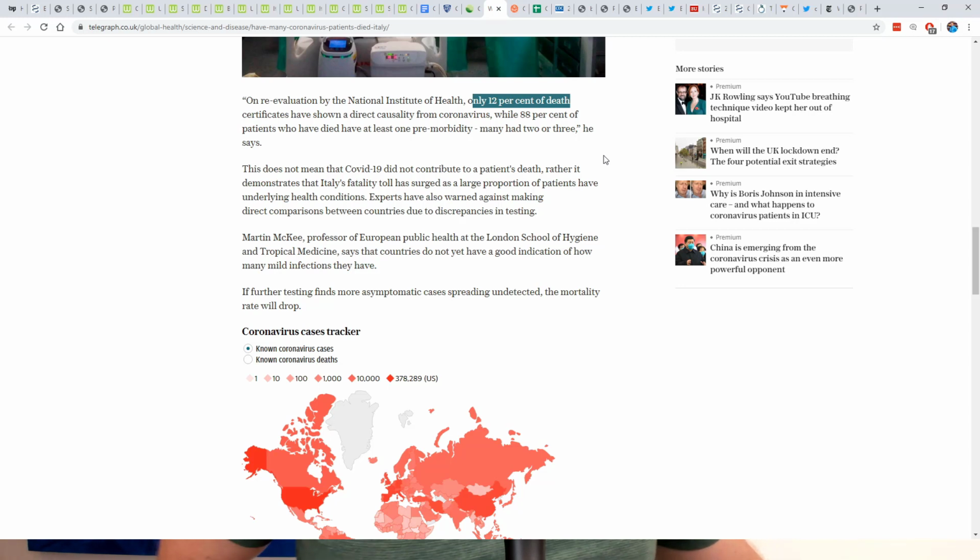That's important, all right? If I have a heart attack and I go to the hospital, but I also had coronavirus, what killed me? Was it my heart attack or was it the coronavirus, right? Those are all important things.